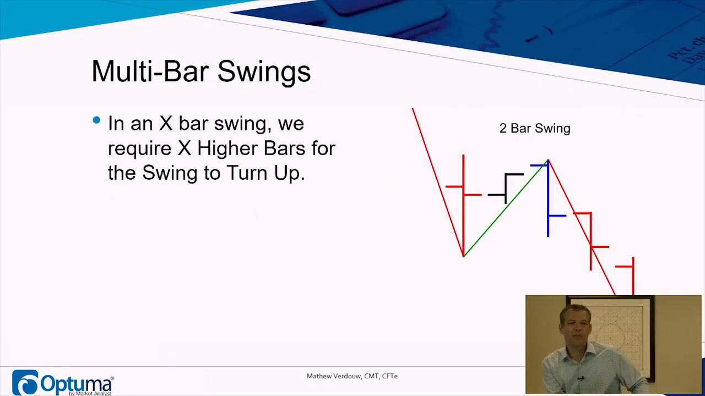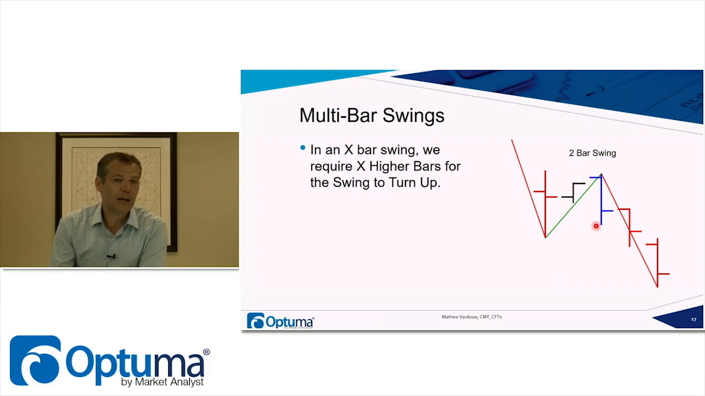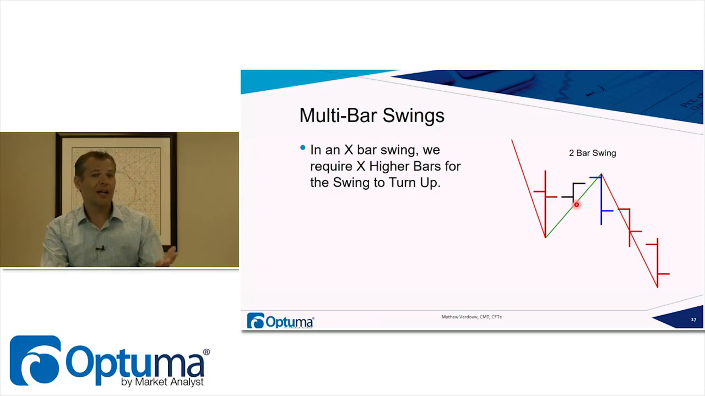So let's explain the concept of the multiple bar swings. In an X number of bar swings like this, so we've got a 2 bar swing here, we require 2 higher bars for the swing to turn up. Now remember I said with the inside bars that we mostly ignore them. Well, this is the one case where we don't ignore them and we actually do use them. So we've had our swing coming down, we need 2 bars to turn up. So our first bar is an inside bar, and we actually do count that. We count it as part of the count because it is a change in trend in some respects.